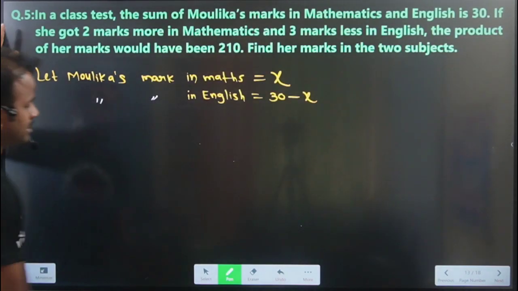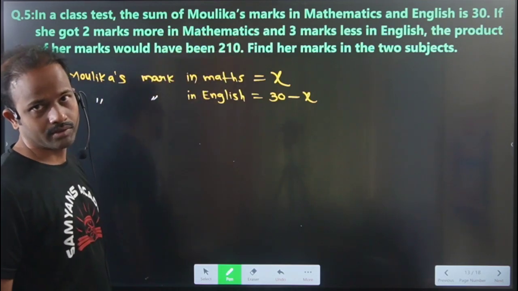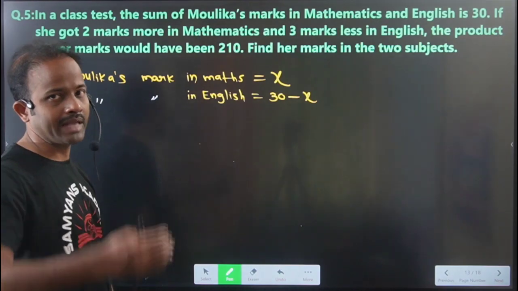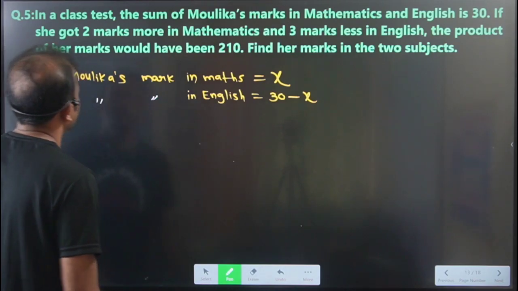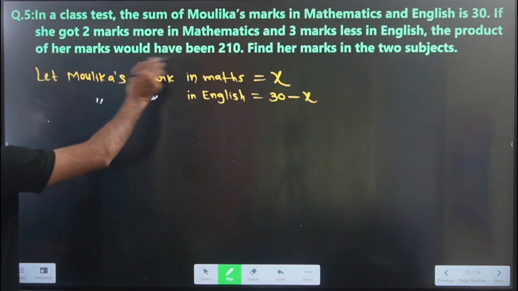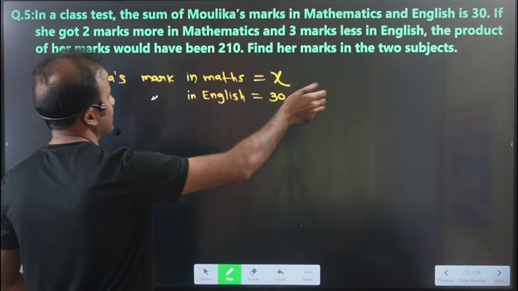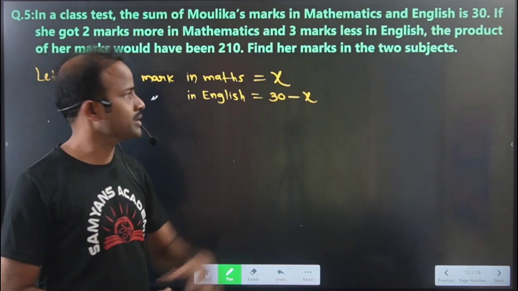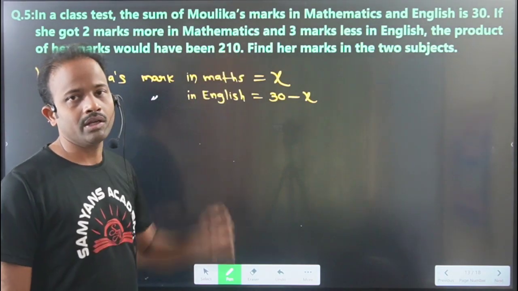Also one more sentence is given: if she got 2 marks more in mathematics, add +2 to this x. If she got 2 marks more in mathematics, what are her marks? That is x plus 2. And 3 marks less in English, so subtract 3 from this and add 2 to that. The product of those values should equal 210.